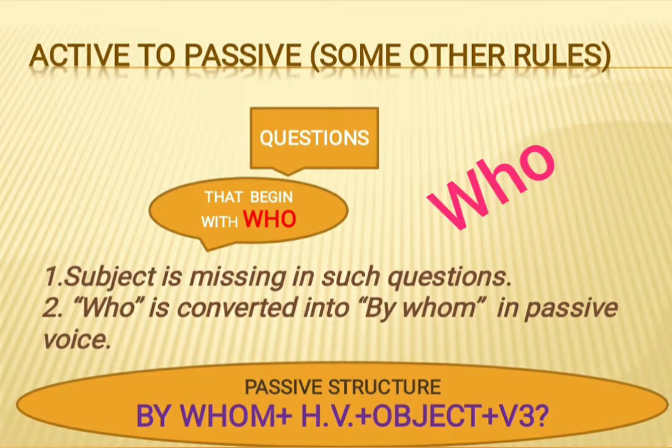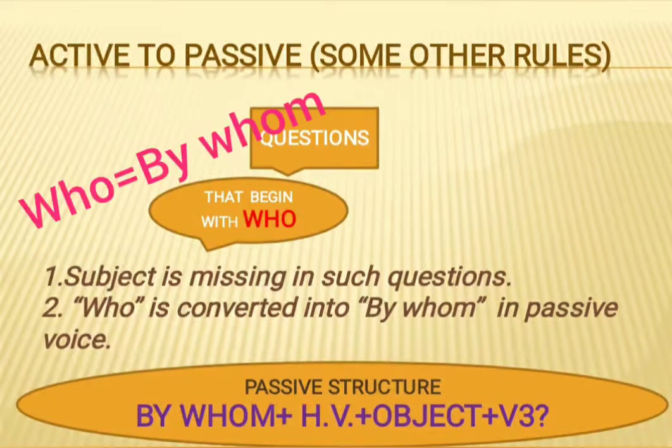WHO, who. Always remember, in these kind of questions, subject is missing. Means we do not know who is the agent of the work. And whenever you convert the sentence which begins with who, which is an interrogative sentence, we always convert who into by whom.